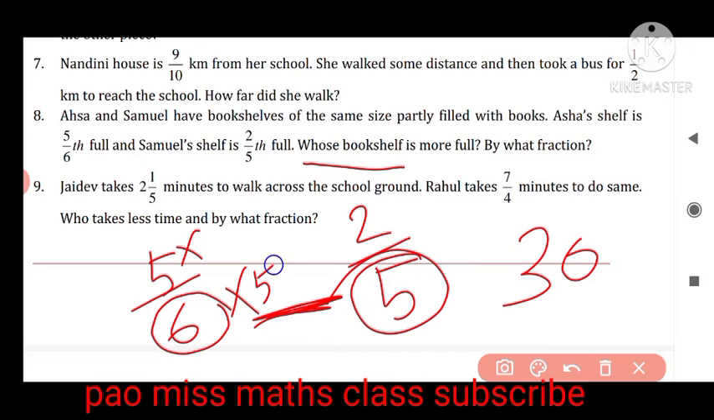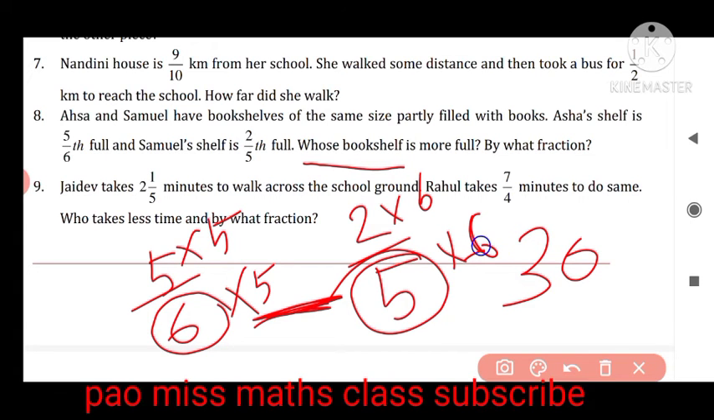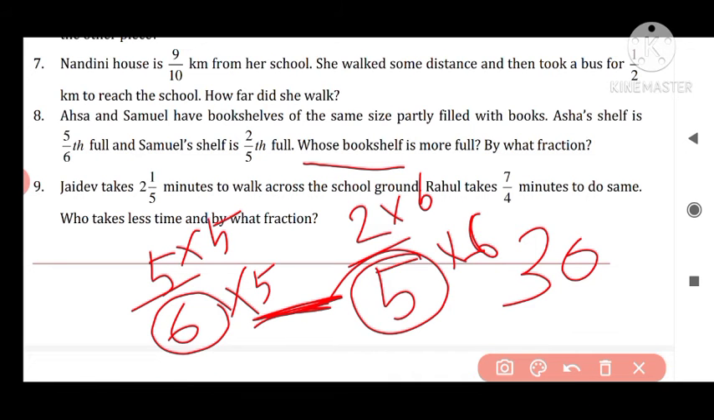So you have to multiply with 5 here, both numerator and denominator, and here also you have to multiply with 6 and 6. It will give you 30. So they will become like terms. So let me solve this question.